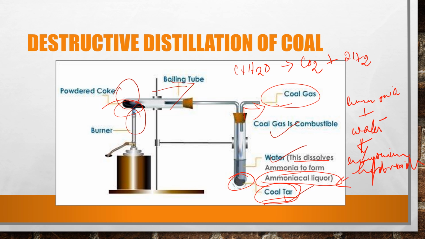So these are the four things which are prepared after destructive distillation of coal. So first is coke, next is the coal gas, then comes the coal tar, and last but not the least is the ammoniacal liquor. So these are the four things which we are getting after the destructive distillation of coal. So let us move on to the next one.